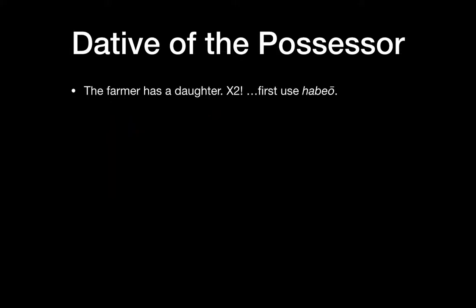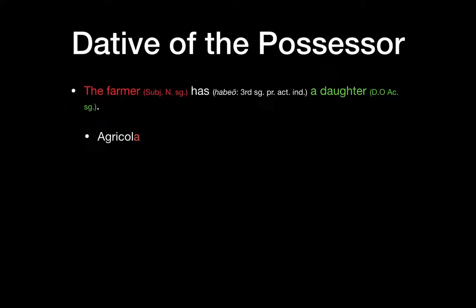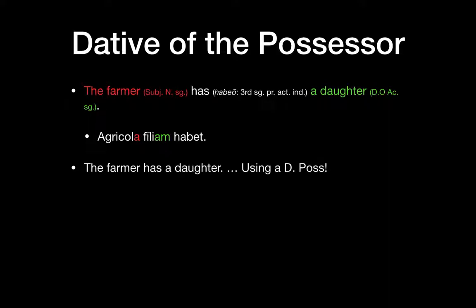You try it. Translate the farmer has a daughter, and we're going to do it in two different ways. First, use habeo. The farmer is going to be the subject. Has is the verb habeo. It's third person singular present active indicative. A daughter is the direct object, and therefore accusative and singular. So the farmer, agricola, daughter, filiam, has habet.